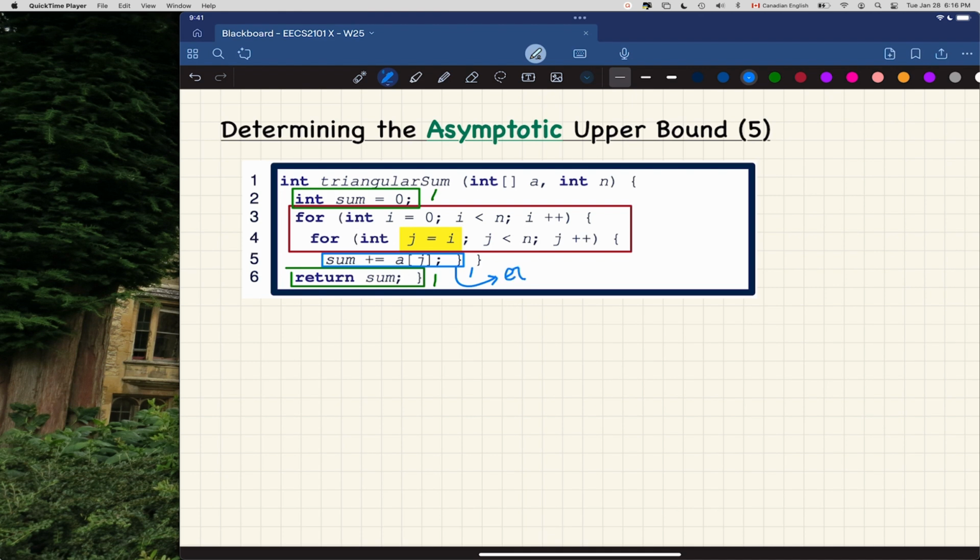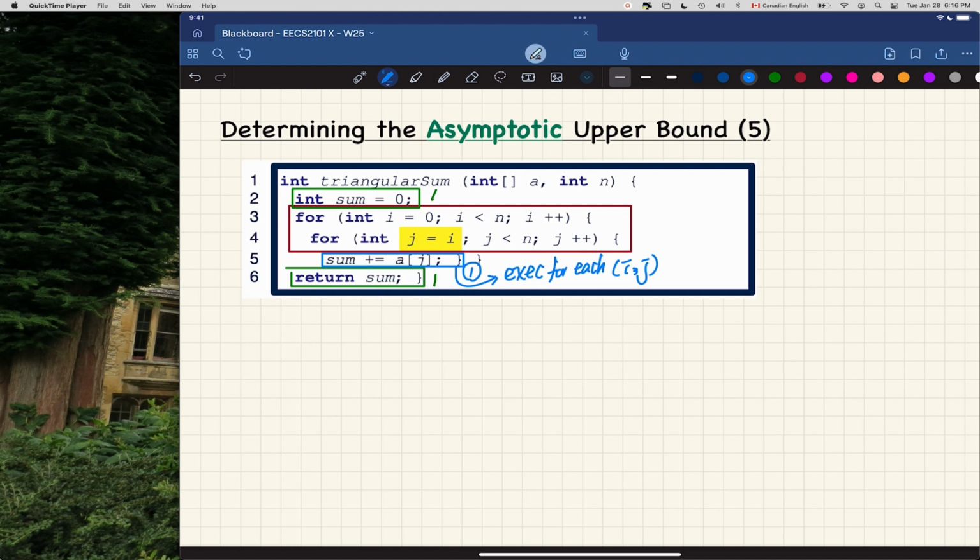This will take a constant number of operations for each execution of i and j, right? That's important to know. So now we've got to figure out exactly how many combinations there are for i and j. That's something we've got to figure out.